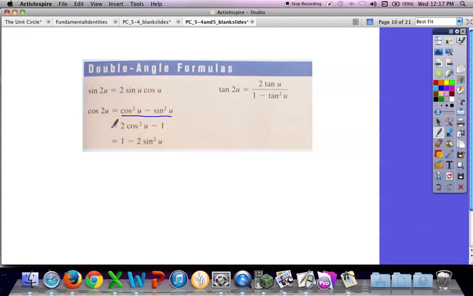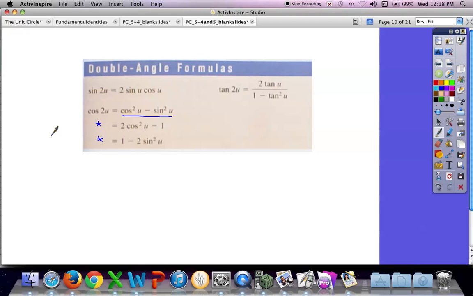If it's all in terms of cosine, it looks like this: 2 cosine squared u minus 1. If it's all in terms of sine, 1 minus 2 sine squared u. They're all 3 valid, right? But we don't really use the first one very much. We definitely use the ones that come after all the time.